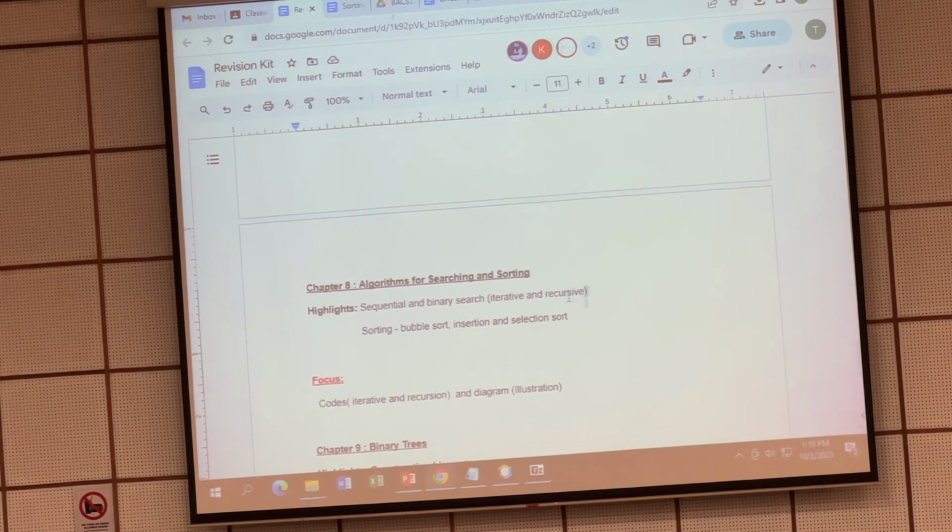So again, no need, alright? Sequential and linear search are the same, huh? So go through the concepts, bubble sort, as I mentioned, go through here, huh? Focus.